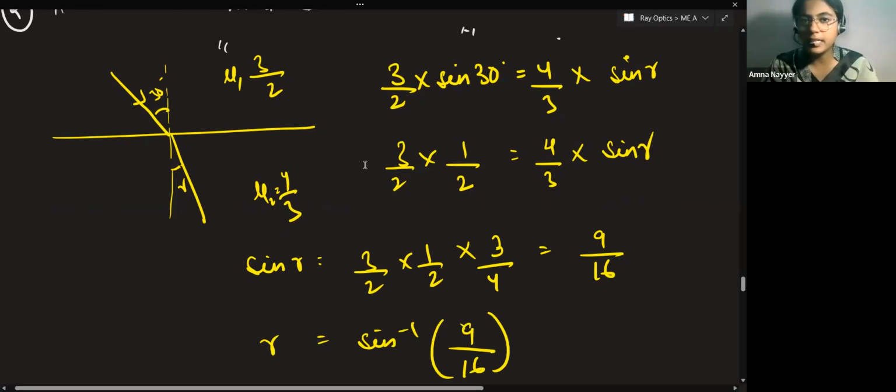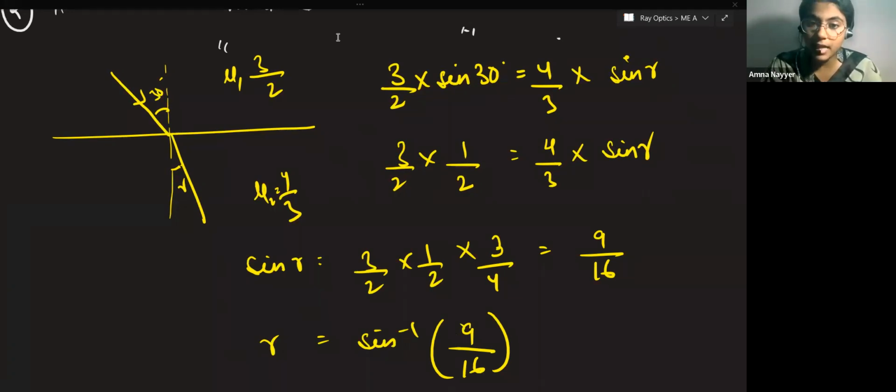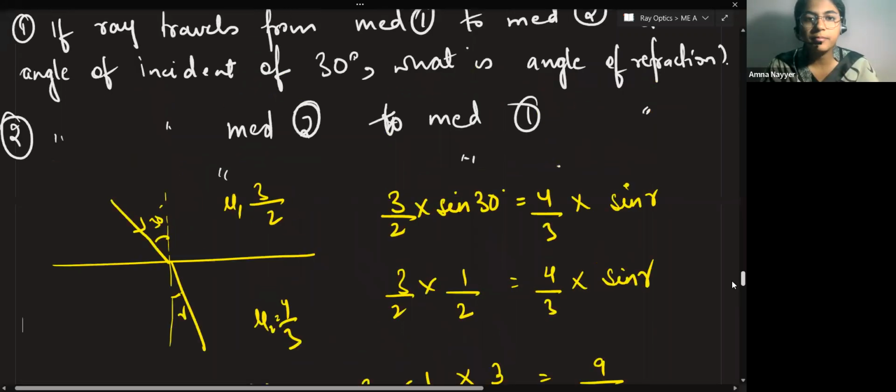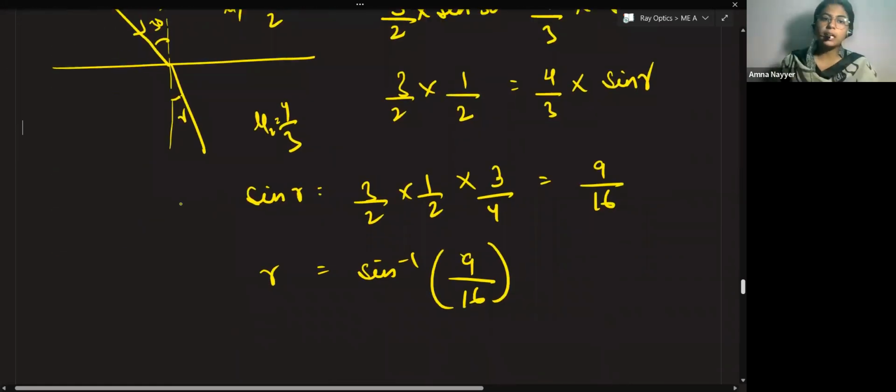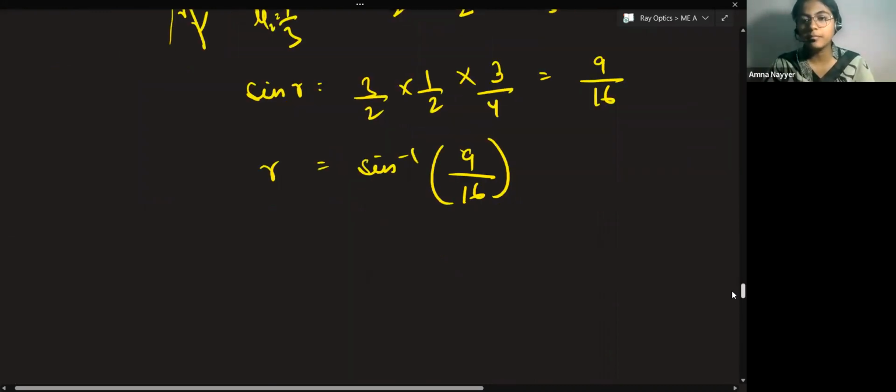Now, the second part says everything, the rest of the data that is given to you, remains the same, that is fixed. But now what is happening? The ray is now entering from the second medium to the first one. Do you get this? It means light enters from medium two to medium one. It means this arrow that I have drawn will be reversed now. See.